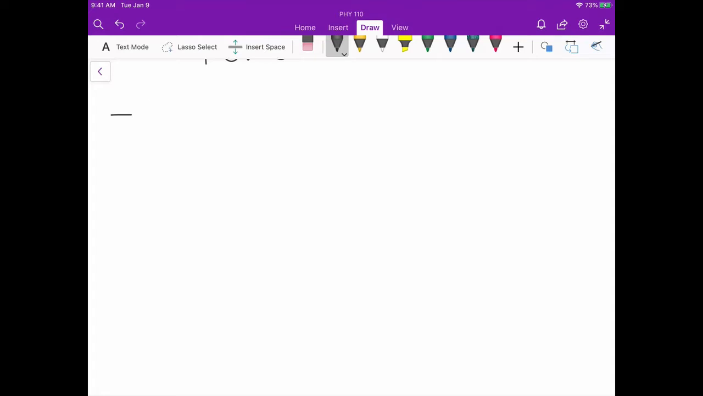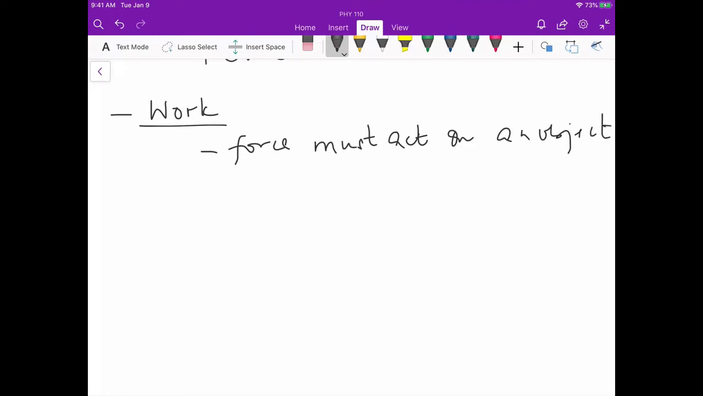So in physics, work is basically what it says: there has to be force that must act on an object. Okay, I'm just revising it, but the details will be there. And then distance must be covered. Okay. So what do we mean by that?